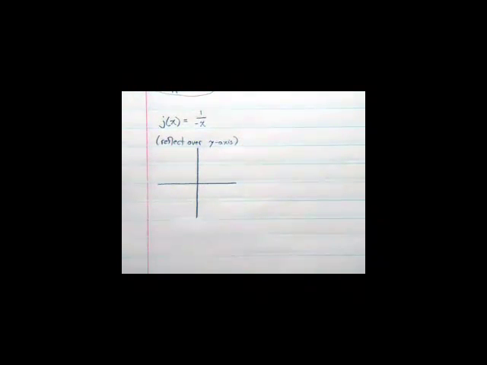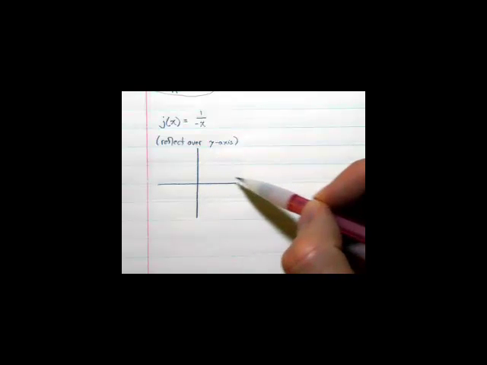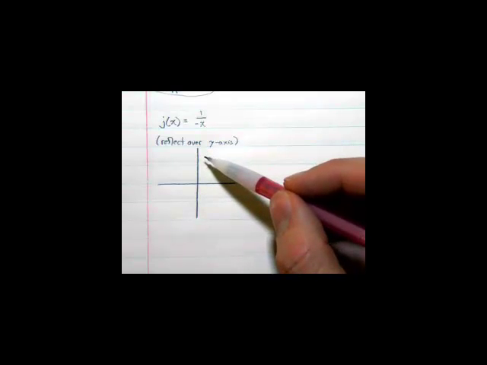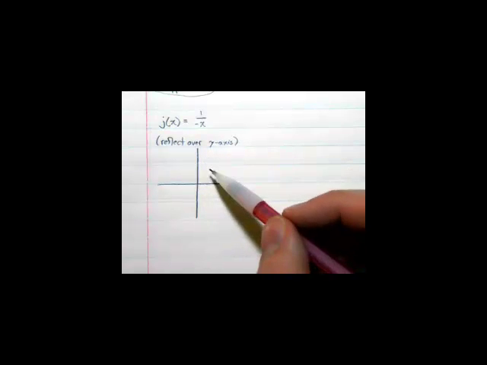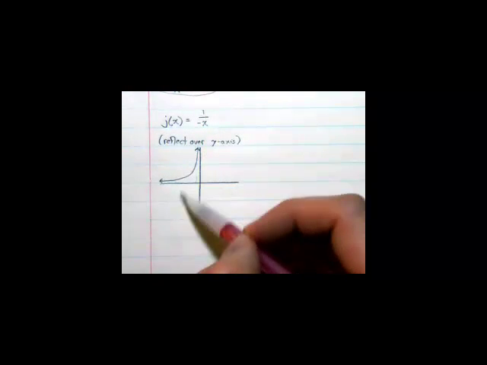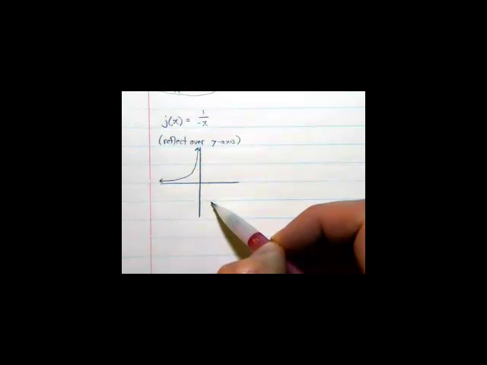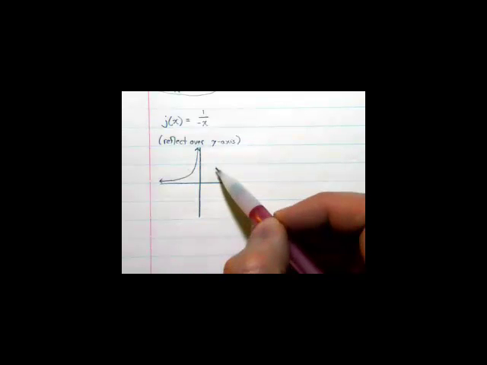So I'm going to reflect this over the y-axis. So then that piece that used to be over here in the first quadrant, where's that going to be now? Nope. Second quadrant. One, two, three, four. One, two, three, four. Yeah, it goes this way. One, two, three, four. All right.